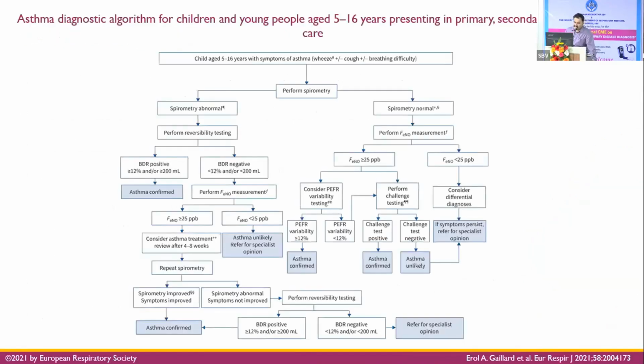So this is the current ERS algorithm for diagnosis of asthma. This is in pediatrics. So in pediatrics, in the flowchart, of course, obviously you perform spirometry or oscillometry. And then if the spirometry is normal, the next step would be to perform FeNO. And if the FeNO is more than 25, if there is significant variability, which you can show by either doing a PFR variability or by performing a bronchoprovocation, then your diagnosis of asthma is pretty straightforward.